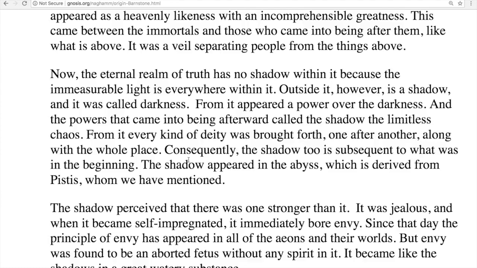The shadow appeared in the abyss, which is derived from pistis. And this abyss comes about because one must first have faith that there is something beyond. If one does not believe there's something beyond, then in one's mind there is merely a wall, and nothing is beyond the wall. And so there is no potential beyond that wall that one has in one's mind. A shadow appeared in the abyss, and it's derived from pistis, meaning faith, who we have mentioned.